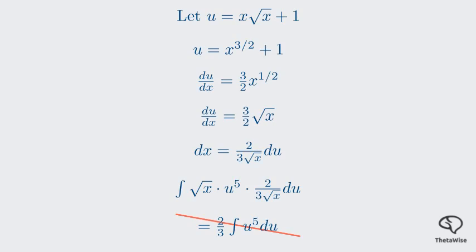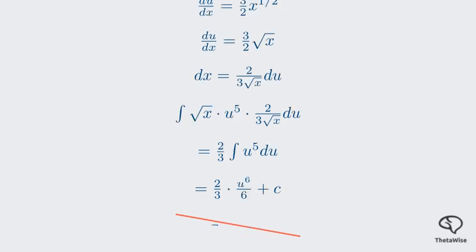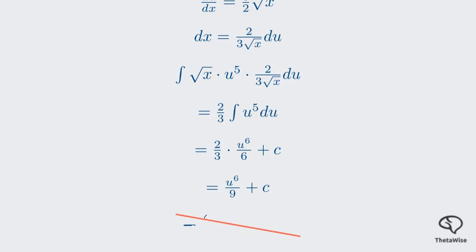This is the goal of a good substitution. We've simplified a complex problem into a basic one. Integrating using the power rule gives us 2/3 times u to the 6th over 6. This simplifies to u to the 6th over 9. Finally, we substitute back our expression for u. The final answer is the quantity x times the square root of x plus 1, all raised to the 6th power, divided by 9, plus c. Verified using Desmos.